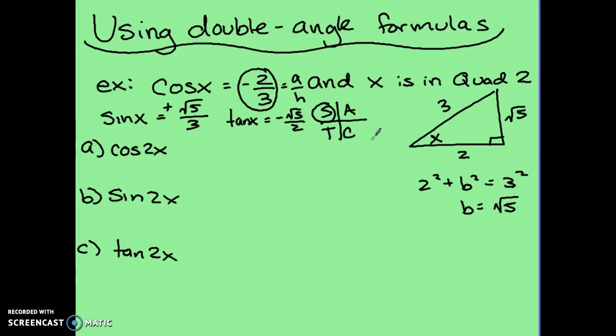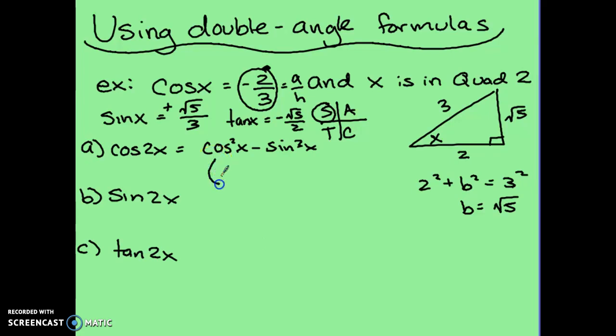I could use cosine squared minus sine squared. I could use 2 times cosine squared minus 1, or I could do 1 minus 2 sine squared. So it all depends on what you want to do. Okay? I'm just going to use cosine squared minus sine squared. If you want to pick a different one, you're going to see it does not matter, because the other 2 are just different versions of this using your identities.